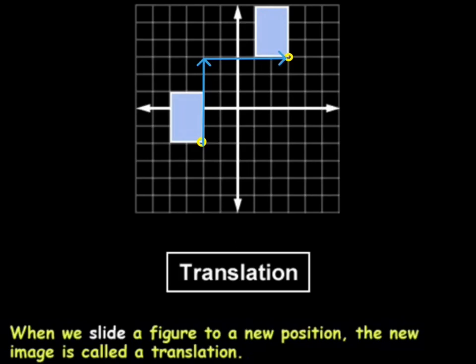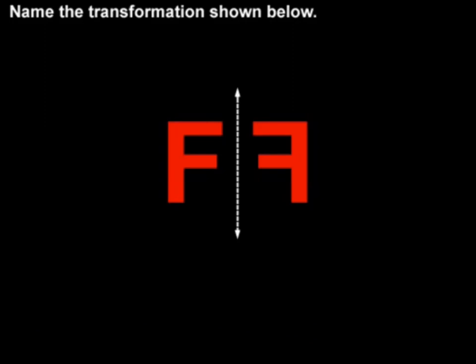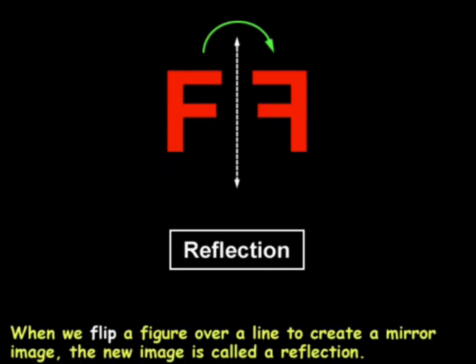So I go up 1, 2, 3, 4, 5. So up 5. And over 1, 2, 3, 4, 5. Over 5. So it's being translated up 5 and over 5. What is this? Well, a reflection.